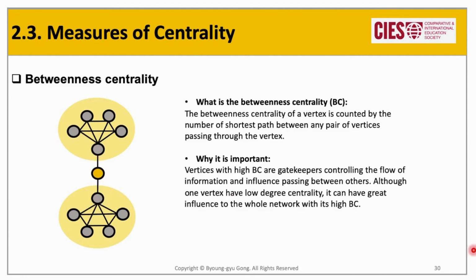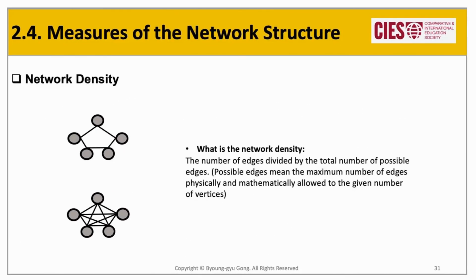So, vertices with high betweenness centrality are gatekeepers, controlling the flow of information and influence passing between others. There are some key measures representing network structure we should know. From this slide, I will show you some of the measures informing the overall network structure. The first one to introduce here is the network density.